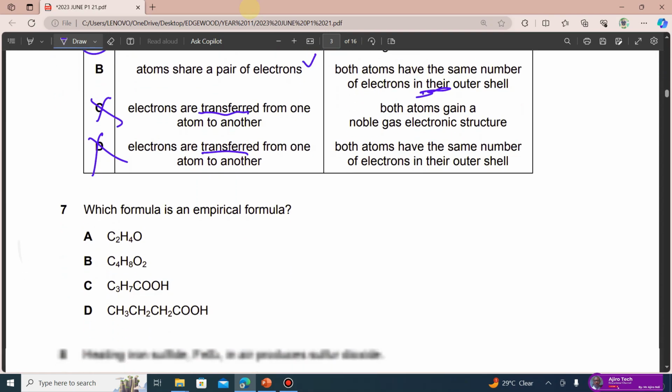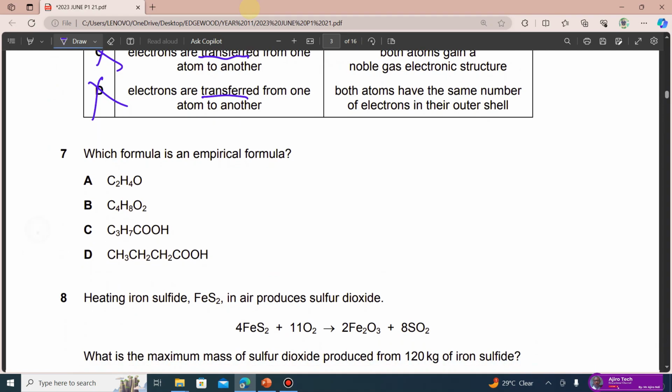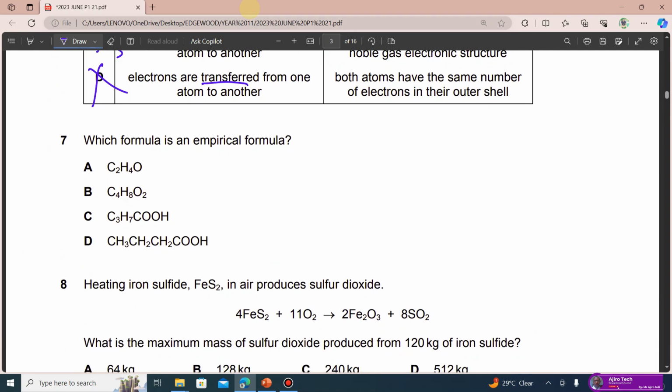Now question 7. Which formula is an empirical formula? Now an empirical formula shows the simplest whole number ratio of the atoms in the molecule of the compound. So if you look at this, it is C2H4O. Now, can we have a number that can divide all through these numbers? That is, can we have a number that can divide 2, 4, 1? That number does not exist. So that is off.